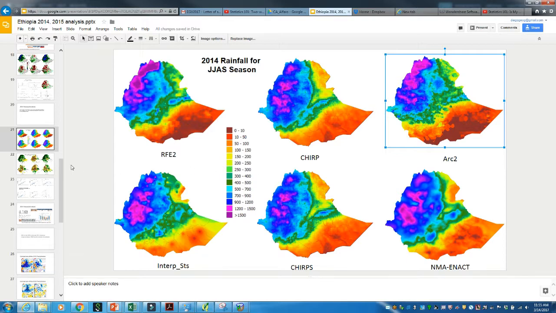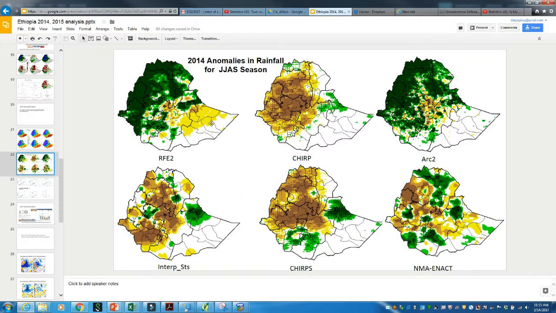Then, based on this, I calculated the anomalies for each of those estimates, and we see that RFE and ARC are showing high positive anomalies. Oh, I forgot to put the scale, but greens are positive anomalies, yellow to brown are negative. So we see the difference here, and this is what we were seeing in 2014. So we see that ARC and RFE are showing positive anomalies, while the others are showing some negative anomalies in most of the country, and some areas with positive anomalies.